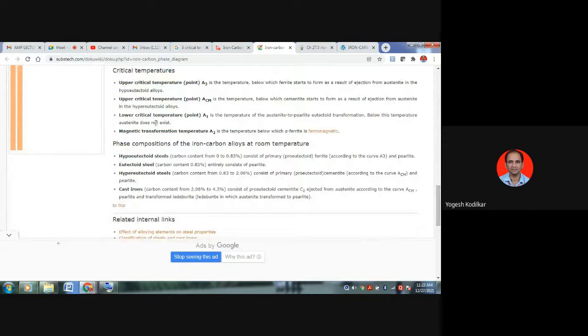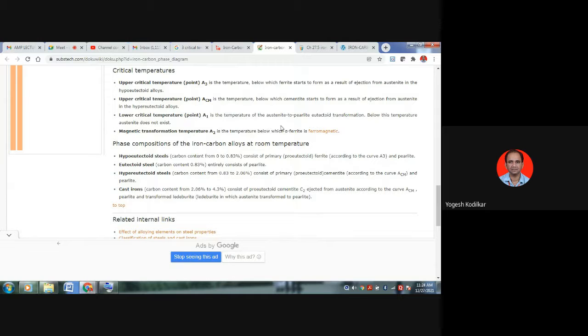So student, these are the three critical temperatures: the upper critical temperature, the lower critical temperature, and the magnetic transformation temperature, that is ferromagnetic. A3 is the temperature below which ferrite starts to form as a result of rejection from austenite in hypoeutectoid steel; that is the upper critical temperature. The upper critical temperature ACM is the temperature below which cementite starts to form as a result of rejection from austenite in hypereutectoid steel.